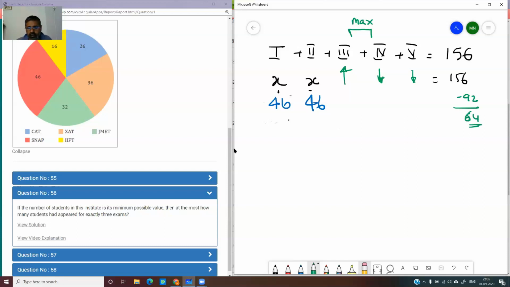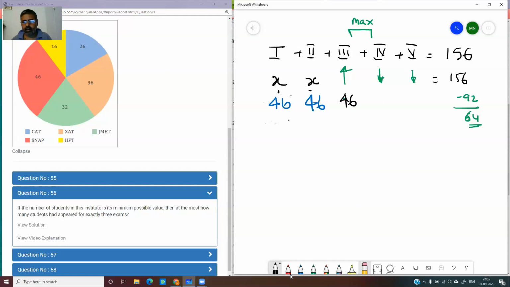Okay, I'll assume 0 here. But if I assume 0, what happens? If I take 0 here, then this becomes 64, which is not possible because it should be less than this. So obviously that is not possible, right? So we'll just not use this for the time being. What I'll do is put this as 46. Why not? I can take this as a maximum, isn't it?